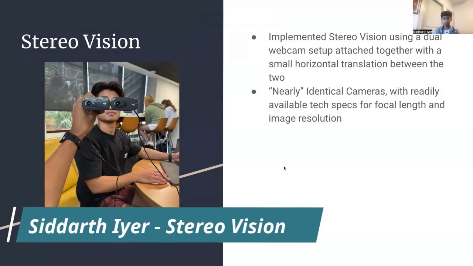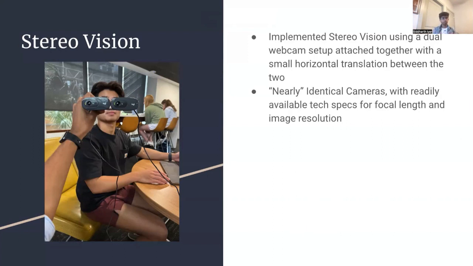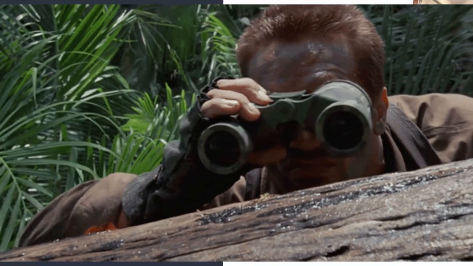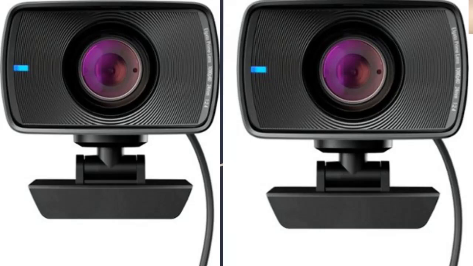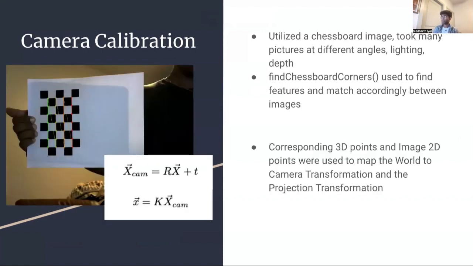Now we're going to move on to the stereo vision component of it. We implemented a stereo vision model trying to emulate human binocular vision using two webcams set up directly next to each other. So the only difference in position between the two was the horizontal translation between the two. Both of these webcams were ordered at the same time. They're the same camera, nearly identical, but we'll discuss more of their differences in our challenges section.